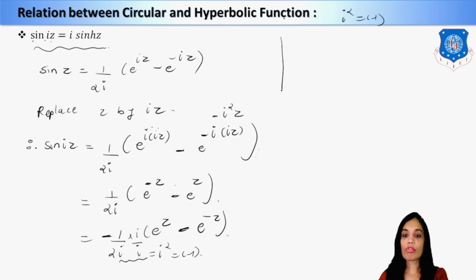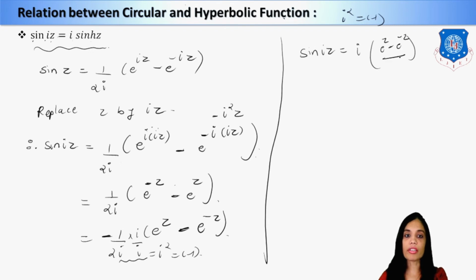But its value is minus 1. So finally what we have derived is that sin iz is equal to, so minus minus will get cancelled out, i times e raised to z minus e raised to minus z upon 2, and the value of this is sinh z. So we have proved that sin iz is equal to i sinh z.